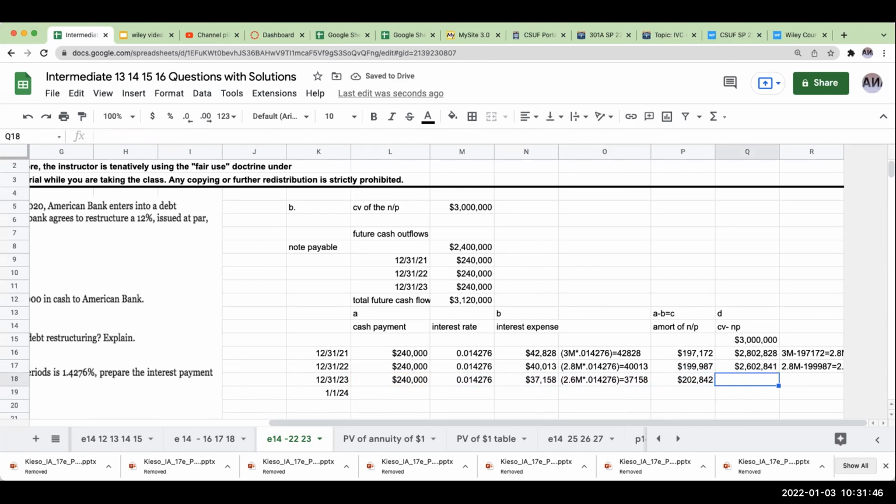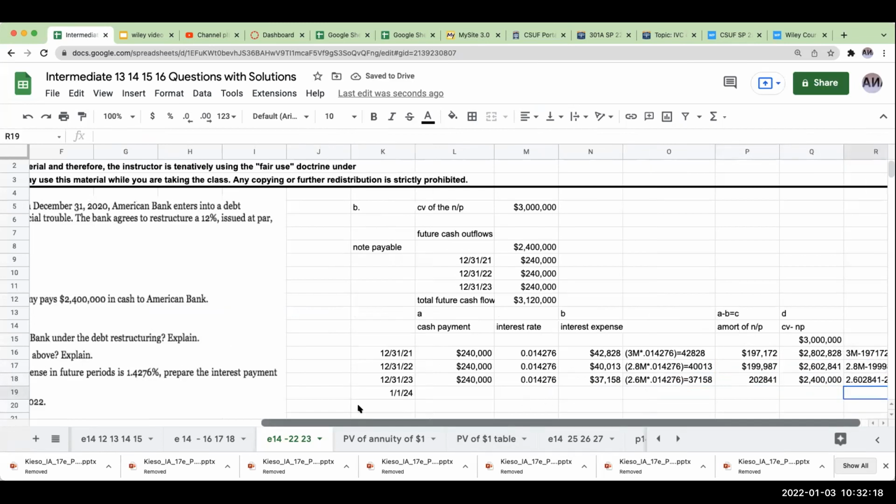So my carrying value of my note payable is going to be 2,602,000 minus 202, which is pretty close to $4 million. Why don't we just go in here and sheet this out? Let's go 202,843. Uh-oh, 202,841. Yay. Okay. So right over here, we got 2,602,841 minus 202,841. So this is getting us to the 2.4 million.